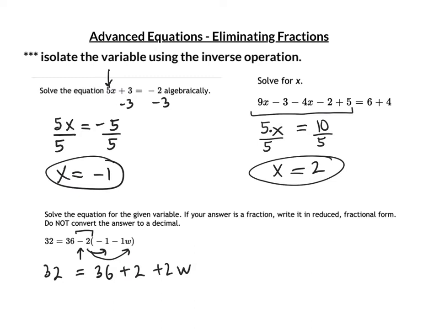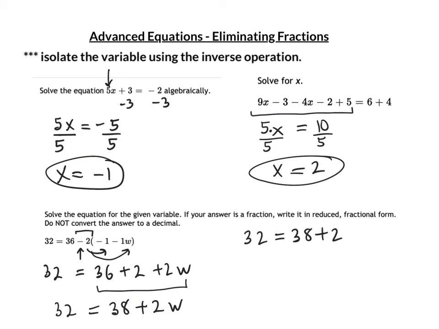And again, that number one rule: whenever possible, simplify. So we've got 36 plus 2. This is 32 equals 38 plus 2w. Let's bring this up here. Now, I'm going to get the variable by itself, which is the w. The coefficient is the last thing I do. So I've got to get rid of this positive 38. There's a 38 added to the 2w.